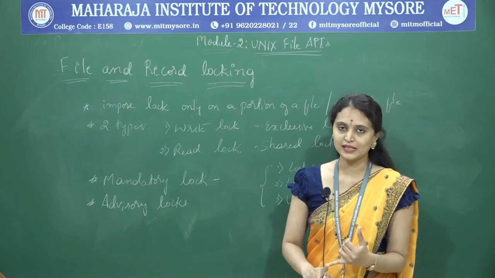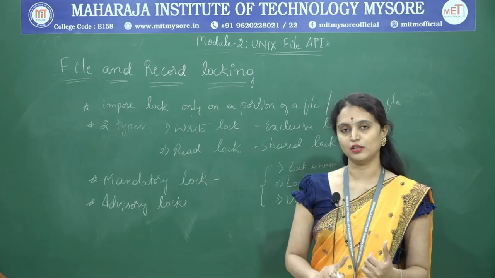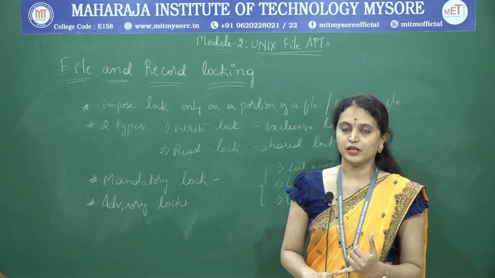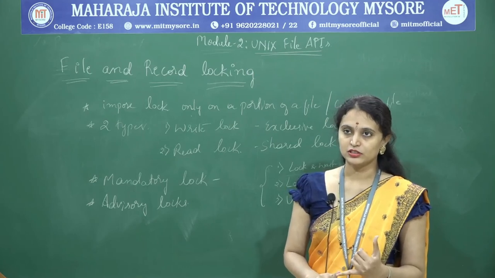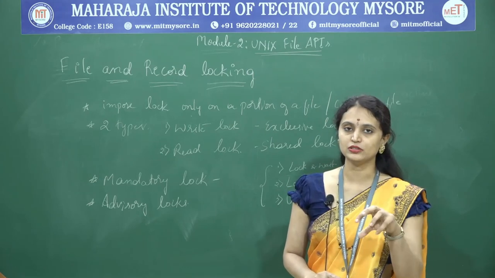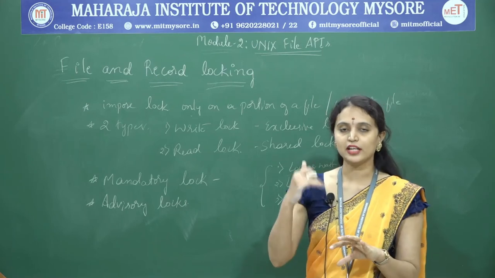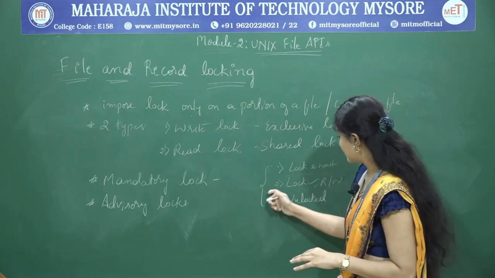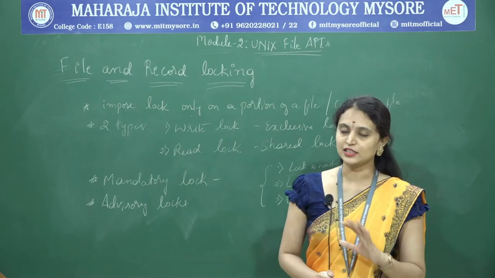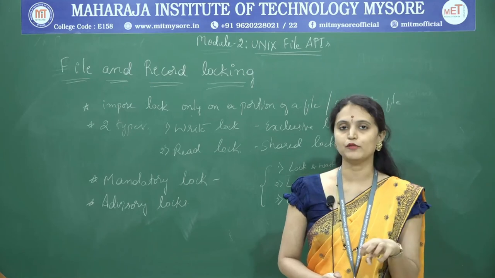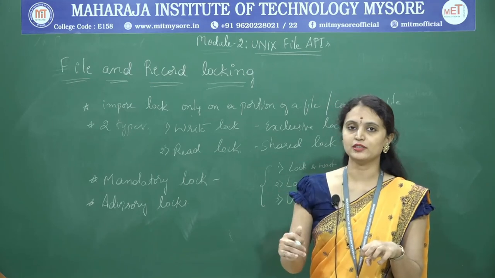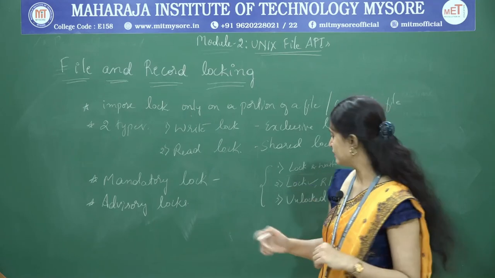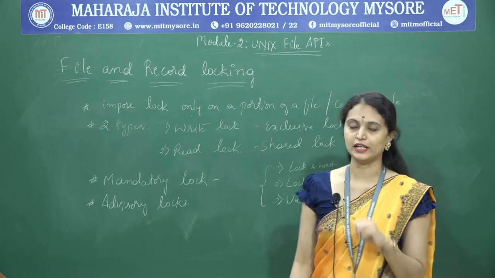So, the first step is that the process has to request the lock on a particular region of a file and wait. If there is any failure, the process can perform some other operation and then request the lock once again. The second step says that if the lock is successful, the process can perform read or write operations on that particular file. And in the third step, it has to unlock the file.